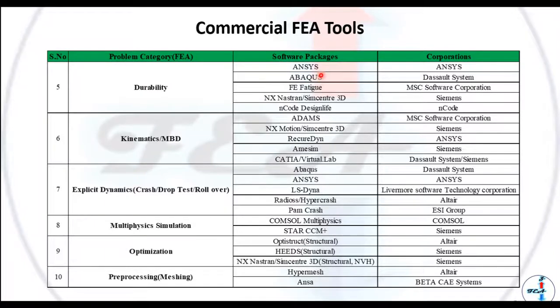For metal it is called FE-safe, and for rubber it is called Endurica. So that is the extension, we have to buy it separately. Next one is FE fatigue. This is a commonly used tool for durability analysis and an efficient tool.